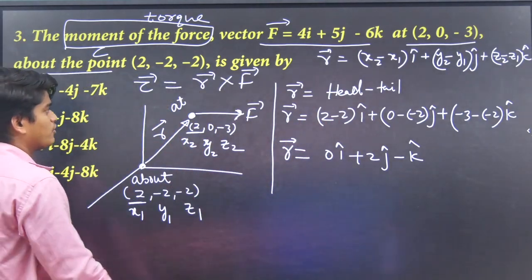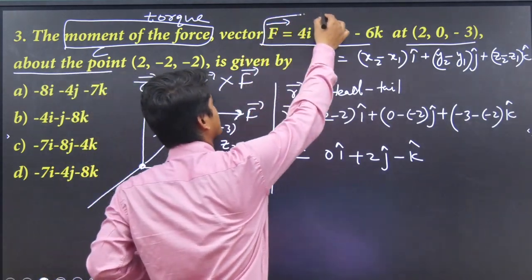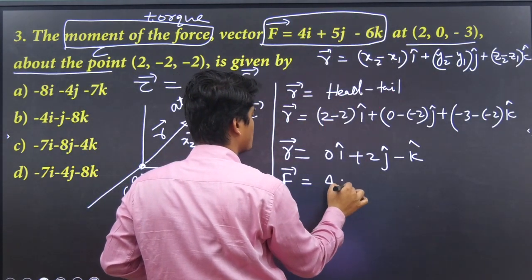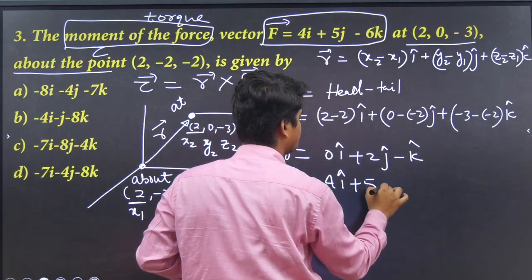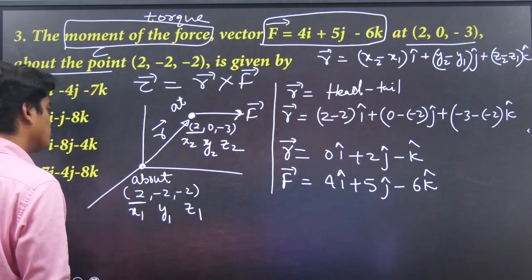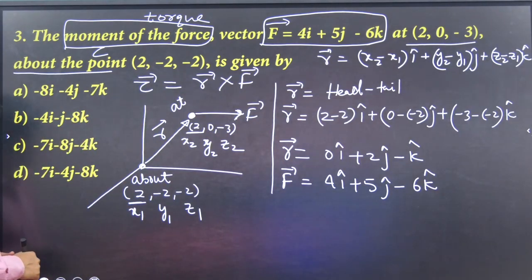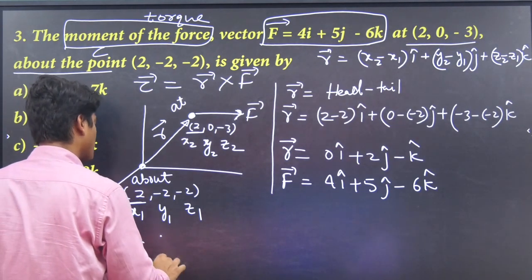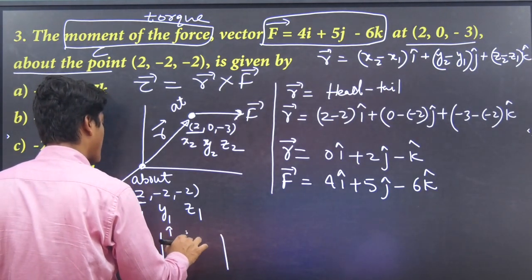Now see R vector you got and F vector already given here. Let me write here F vector, that is how much? 4 I cap plus 5 j cap minus 6 k cap. Now what we need to do? Now we need to find the torque. Now for torque what I will do? Now torque is nothing but that is R cross F, or I can write in a determinant format I, J, K.